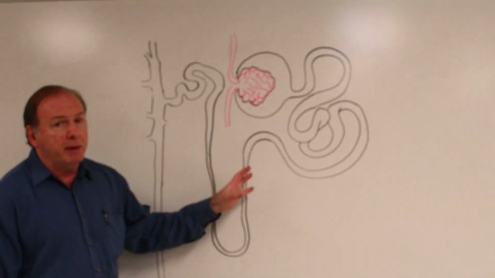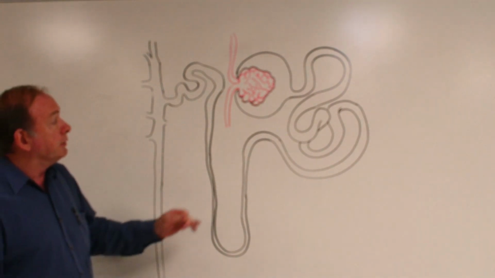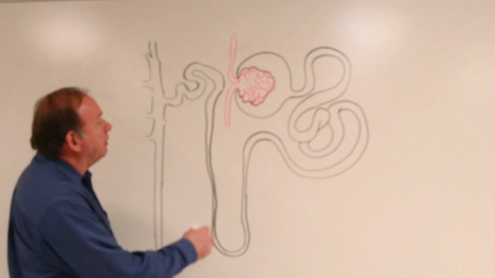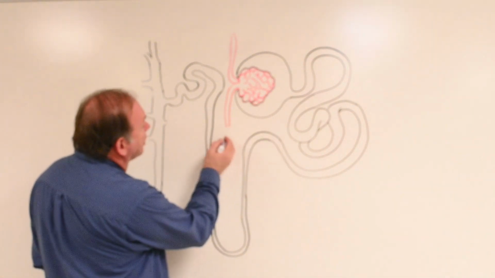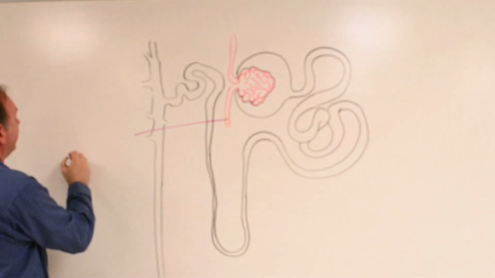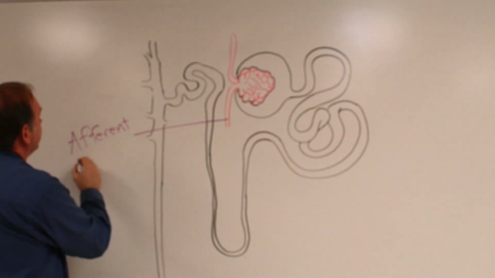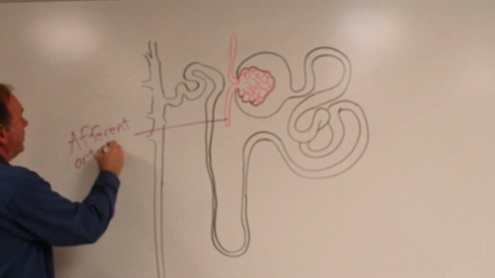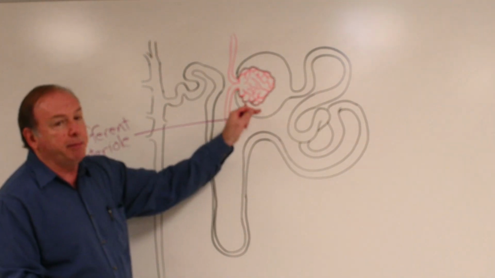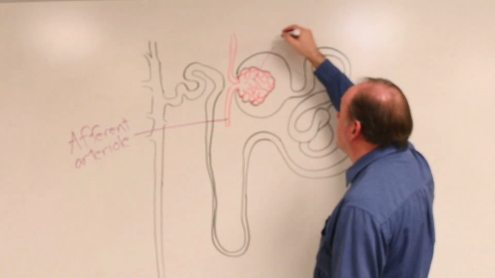Let's go ahead and talk about what's going on here with this structure. First of all, there's a blood supply to a capillary network here. That blood supply right here, we're going to label as the afferent, A-F-F-E-R-E-N-T, arteriole. The afferent arteriole goes into this capillary network. That capillary network there is called a glomerulus.